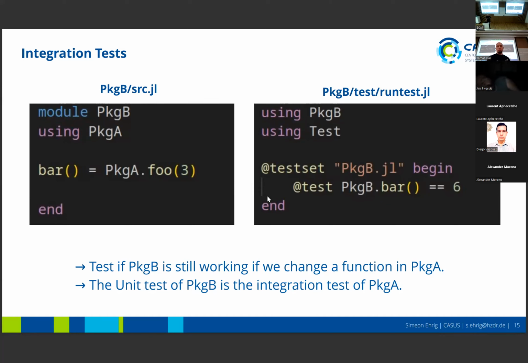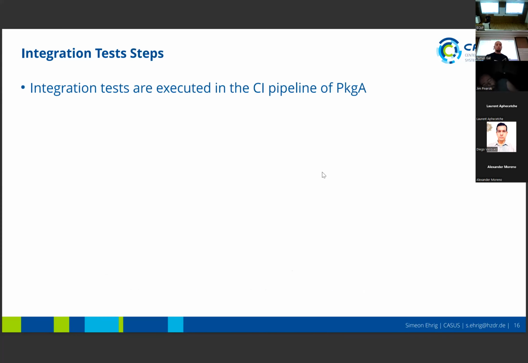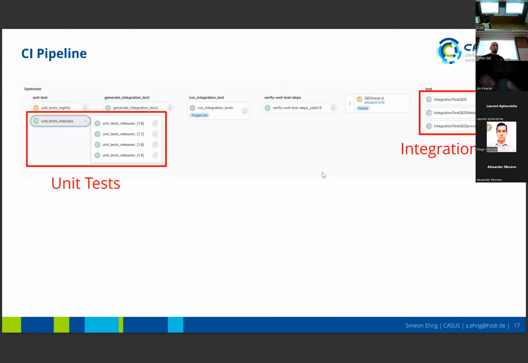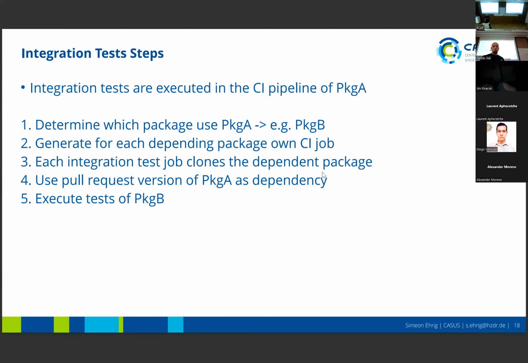So at the end, the CI will simply clone package B and run this test, which you can see on the right side. And I already mentioned it, everything happens in the CI pipeline of package A. So if you change some code in package A, it will trigger the integration tests for the other packages. And therefore, we have the following steps. First, we need to determine which packages are dependent on our package. In our case, we know it's package B. I'll show later the algorithm to determine it for more complex ecosystems.